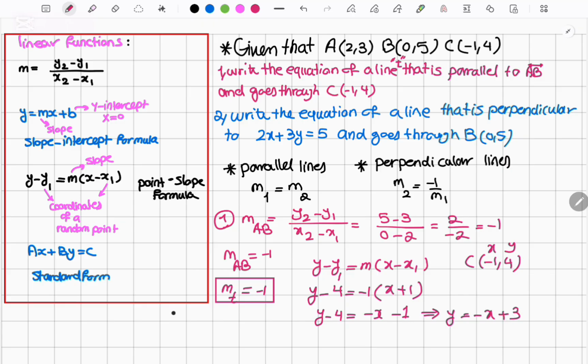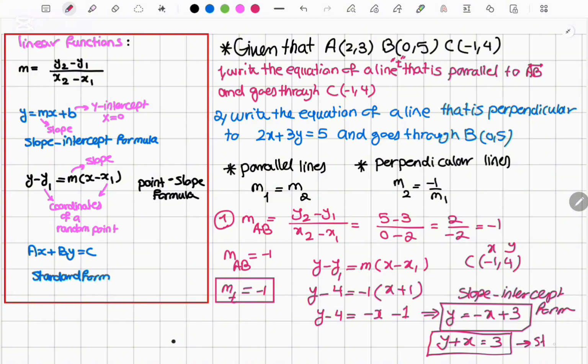That's going to be leaving it in slope-intercept form. So this is the slope-intercept form. And if I were to leave it in standard form, I would have moved x and y together, and I would have left the number alone like that. And that was going to be the standard form. So this is how I find the equation of the line when the lines are parallel.